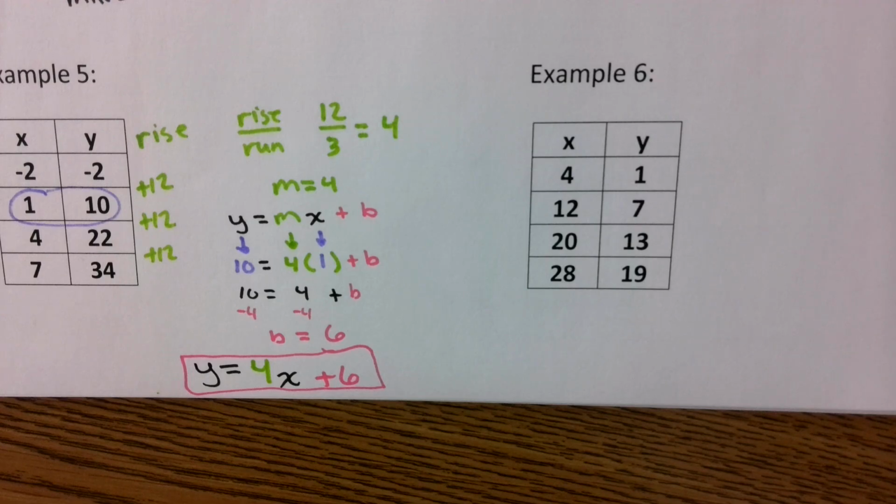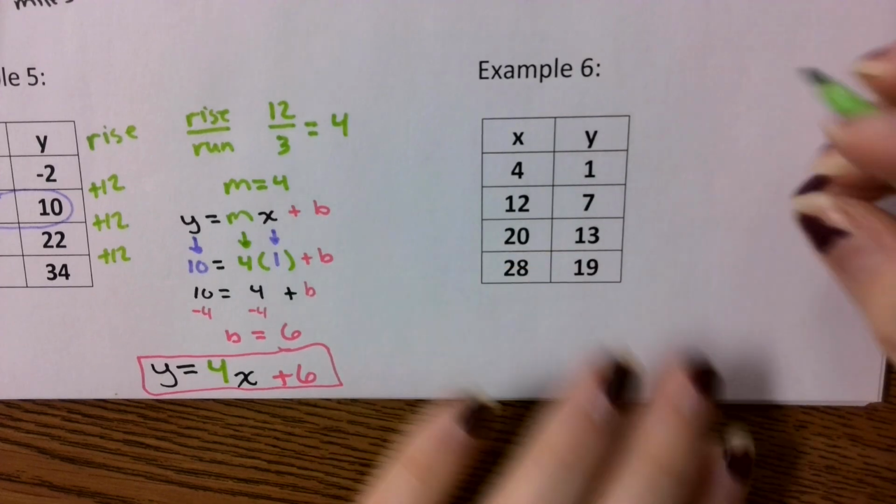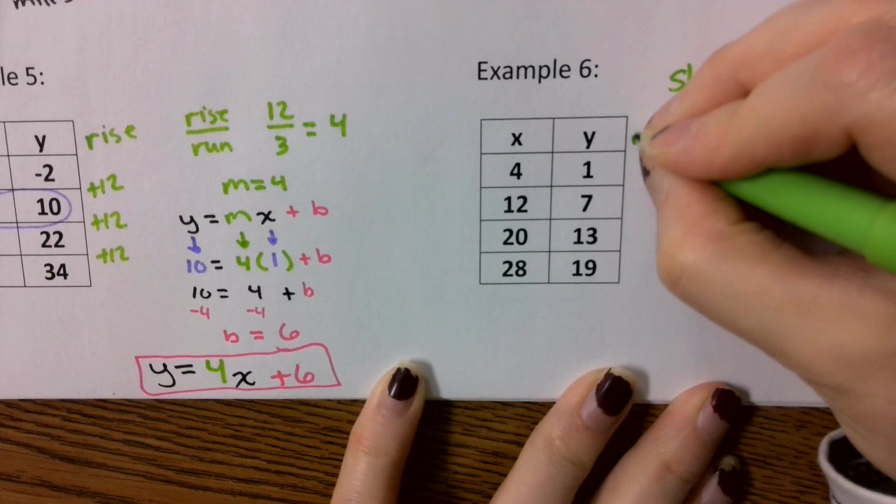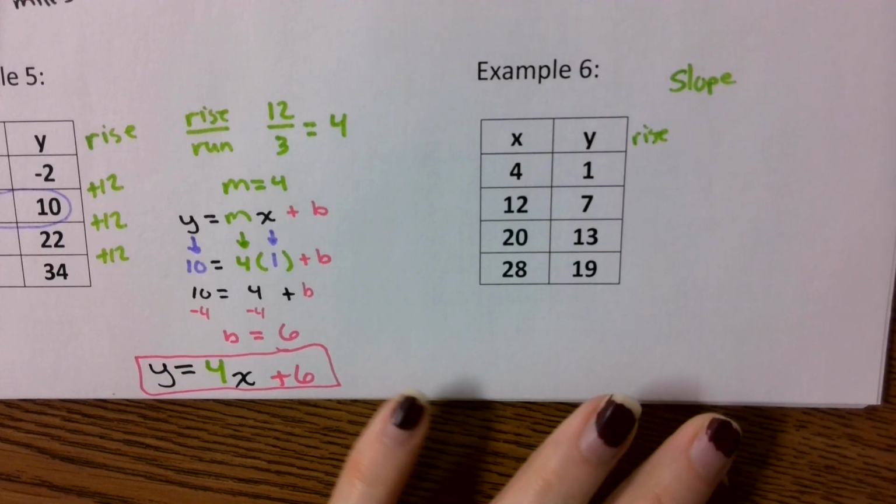Tanner, what is rise over run called again? I don't know. Tanner, what word do we call it when we're doing rise over run? Thank you. We are finding the slope. Okay, so our slope, in case you needed me to write that again, what is the slope going to be, Tanner?